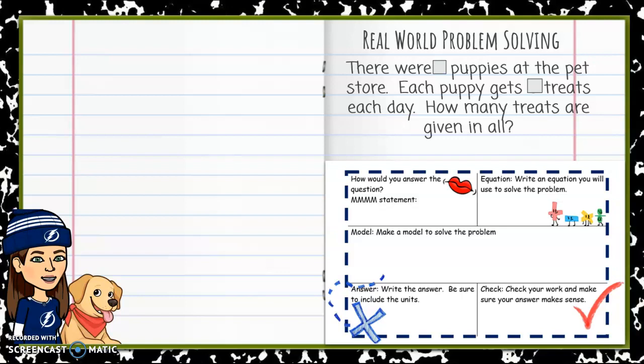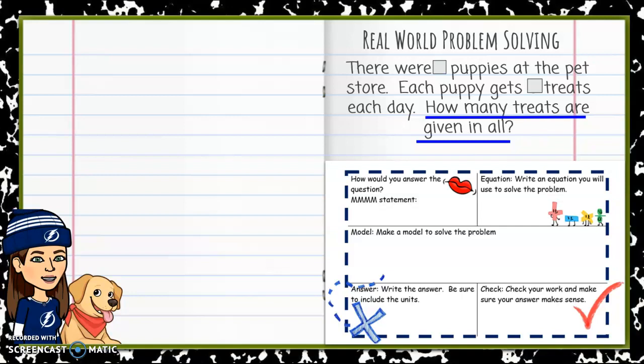Right away, we want students to be able to look for the question. Where is the information, or what are we really being asked to do? And I asked students to touch where they can find the question. And I said, okay, look for where you can find the question. 1, 2, 3, tap the screen. And we see if they get their question underlined as well. How many treats are given in all?